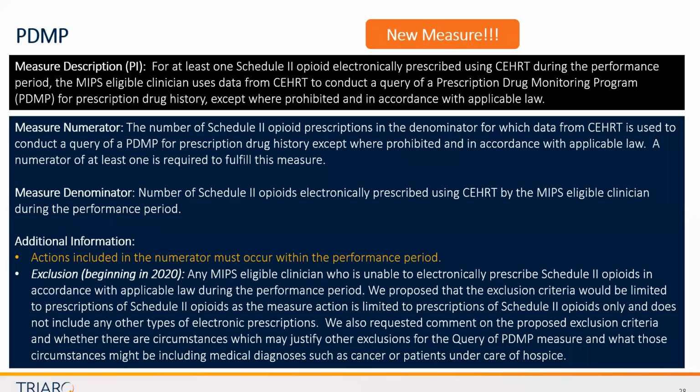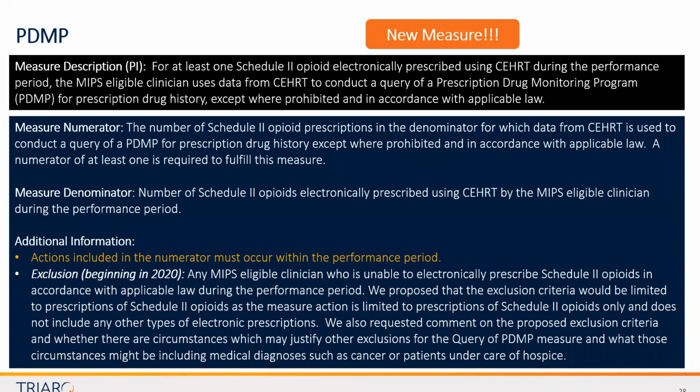If you want to take advantage of these 95 bonus points, the denominator is that the opioid was electronically prescribed. So for at least one Schedule II opioid electronically prescribed using CEHRT, that's us, so using certified technology during the performance period, the MIPS eligible clinician uses data from CEHRT, so we have an integration, to conduct a query of a prescription drug monitoring program for prescription drug history, except where prohibited and in accordance with applicable law. Okay, blah, blah, blah. So you have to do this for one patient to get the bonus point.